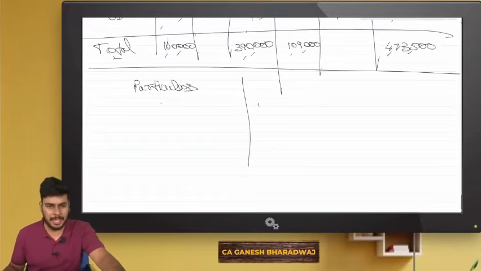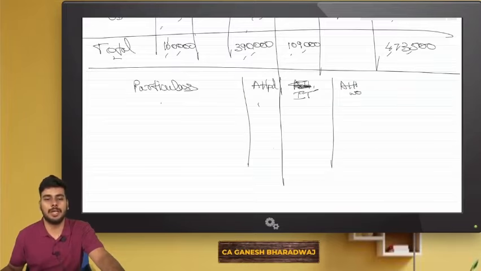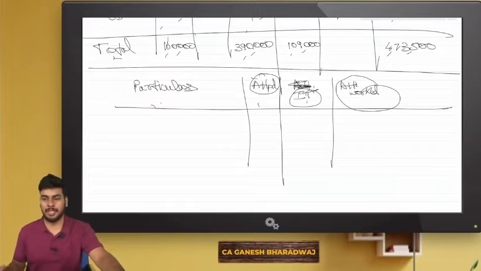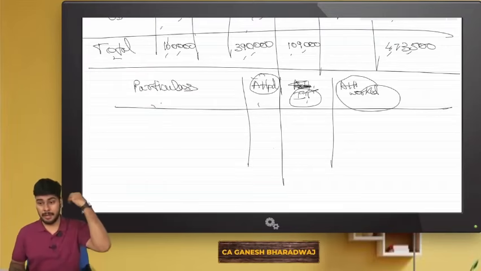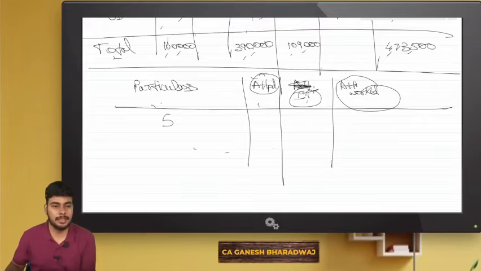Or maybe we can write 3 columns: actual hours paid, idle time, and actual hours worked. Fine. Clear, guys? Done? Now tell me, skilled, semi-skilled, and unskilled.